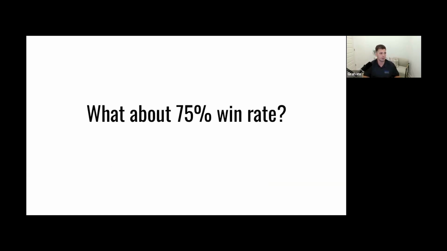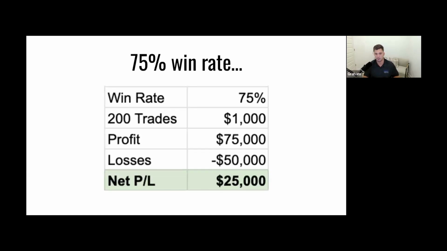What if it's a 75% win rate? So the win rate falls by 10%. If you hit only 75% of your trades with $1,000, no compounding, you make 25 grand at the end of the year. This is crazy to me that our win rate could take a 10% hit from here and you're still making a really awesome chunk of change.